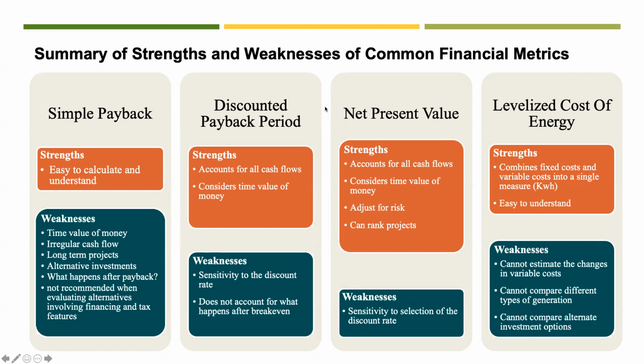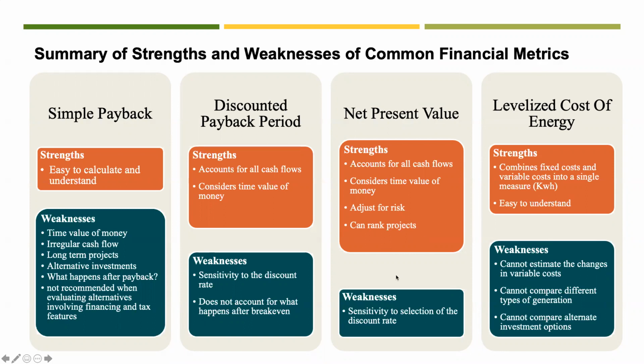Net present value is very similar to a discounted payback period, except it takes into account the total life cycle of the project. So it does account for all cash flows and the time value of money. You can adjust it for risk by adjusting the discount rate, based on how conservative or aggressive you want to be with future cash flows. And it allows you to rank projects to clearly compare one to the other.